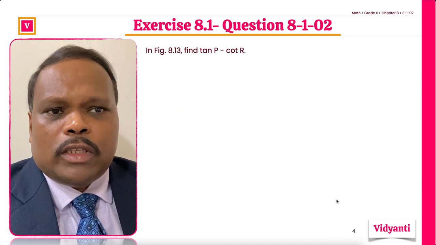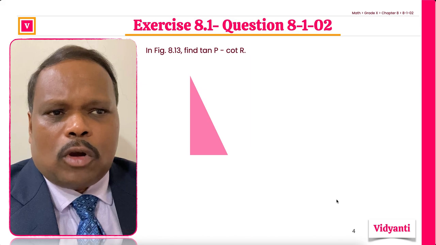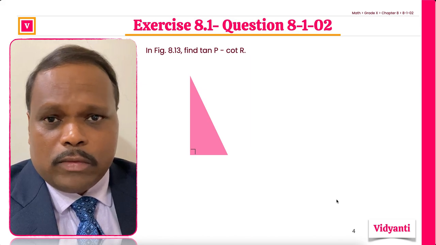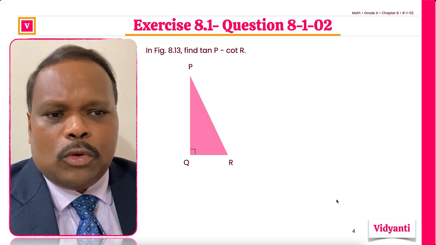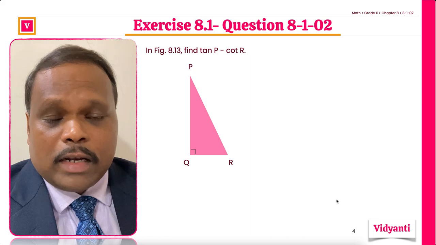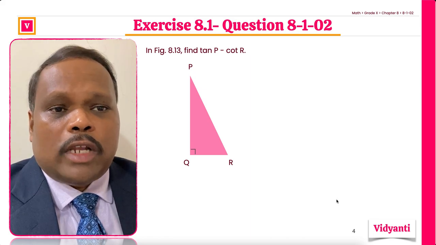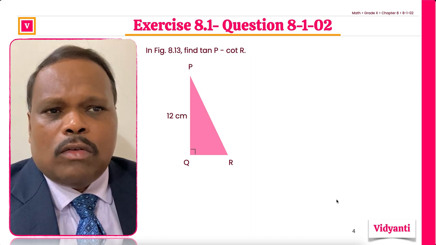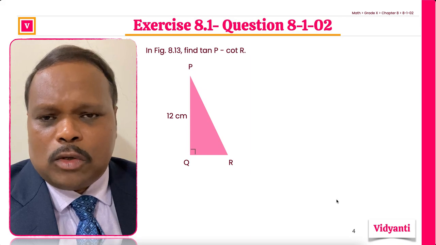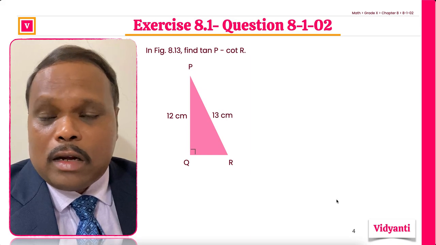In figure 8.13, find tan P minus cot R. Let's see what is the given figure. We have been given PQR as a right angle triangle, right angled at Q. So that means PR will be the hypotenuse. We have been given PQ as 12, PR as 13.